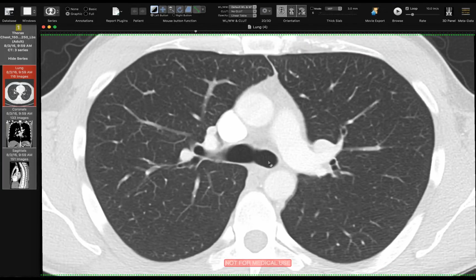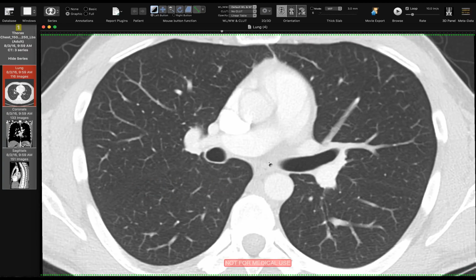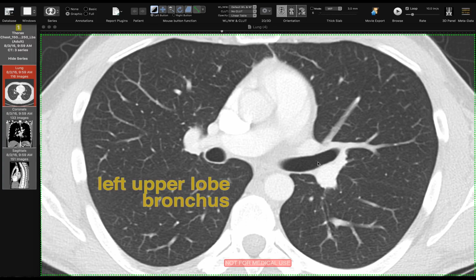Okay, so here we are at the carina, and this is the left mainstem bronchus going over to the left, and this is the left upper lobe. So remember that the left upper lobe is really analogous to the right upper lobe and the right middle lobe on the right side, because you have two divisions in the left upper lobe, the superior division and the inferior division. The inferior division is the lingula, and the superior division is made up of two different segments.